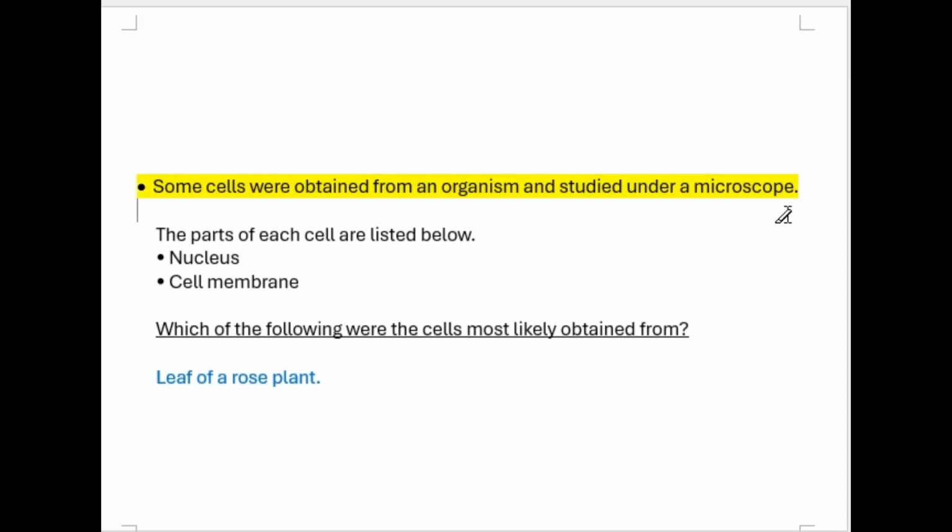Some cells were obtained from an organism and studied under a microscope. The parts of each cell are listed below. Nucleus. Cell membrane. Which of the following were the cells most likely obtained from? Leaf of a rose plant.